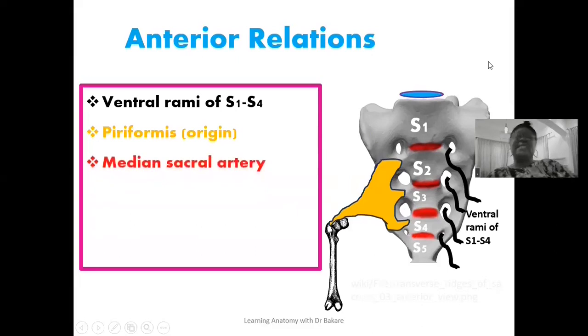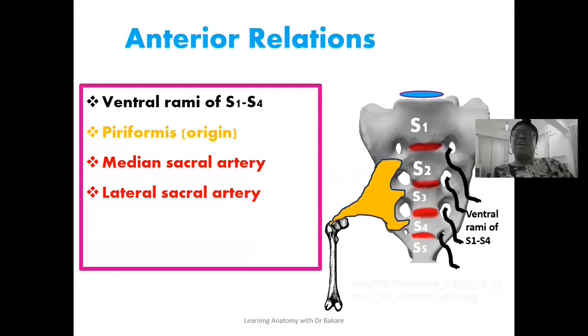We also have the median sacral artery. The median sacral artery is a posterior emergence from the abdominal aorta, just at its point of termination into the common iliac arteries on the right side and also on the left side. We also have the lateral sacral artery, also relating to the anterior surface of the sacrum. So let's see how these two arteries emerge and take their course around the anterior surface of the sacrum. So this is where we have the abdominal aorta. The abdominal aorta at this point will finally bifurcate into the common iliac on the right, and the common iliac on the left.